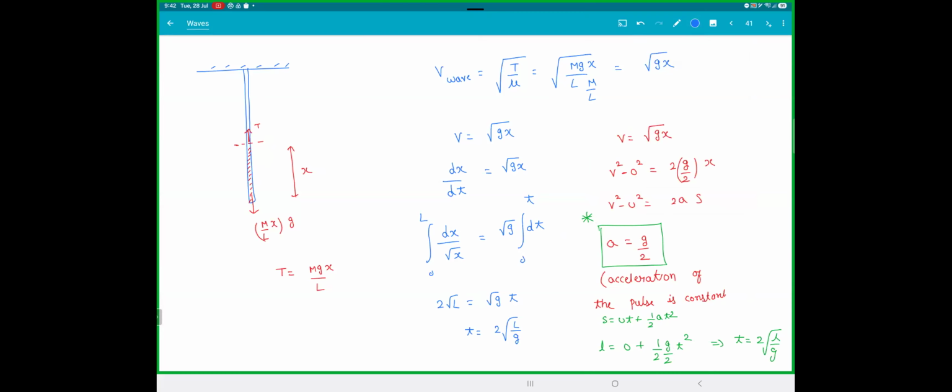Everyone clear with this? So when you take a string which is hanging from the ceiling and generate a pulse, they actually move with constant acceleration. Take a break, come back in 5 minutes. Come back by 9:47, we'll continue from here.